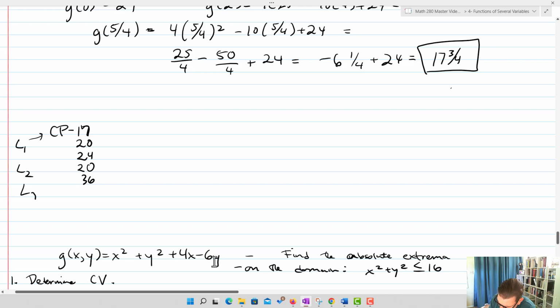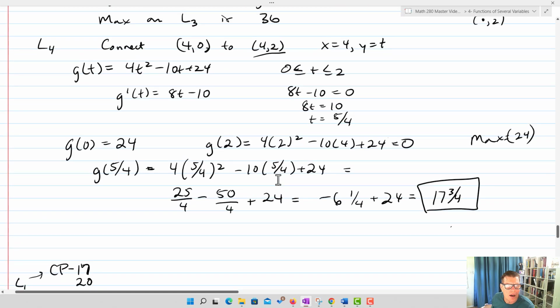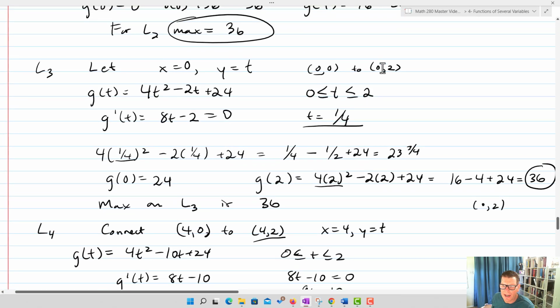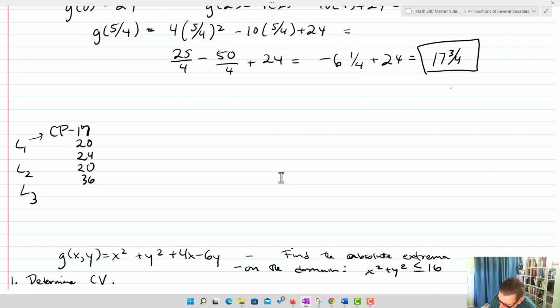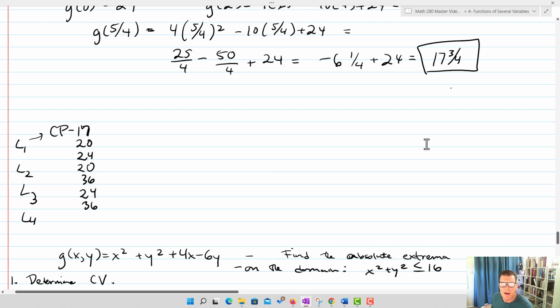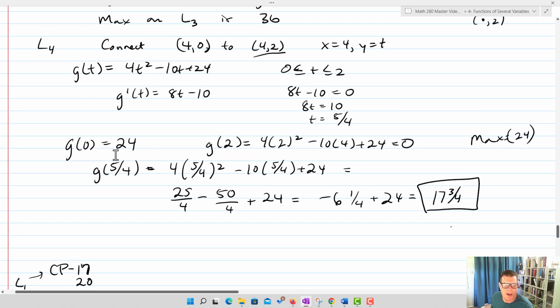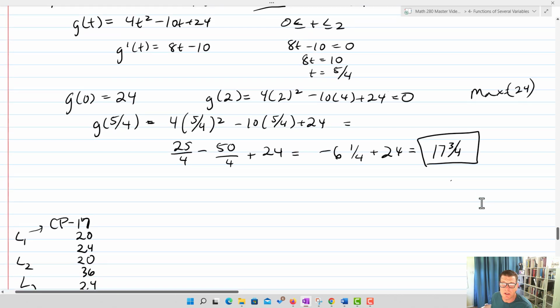We'll take line 3 now. Along the boundary for line 3, what did we end up with? We have 36 as one of the values and 24 as the other, so we have 24 and 36 again. And then we look at line 4. Along line 4, we have 24 as our largest value, and 17 and 3/4 as our smallest.